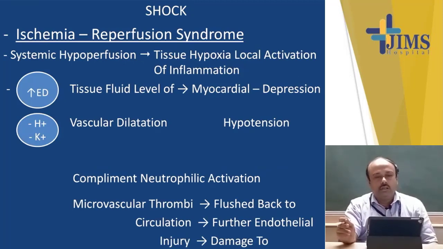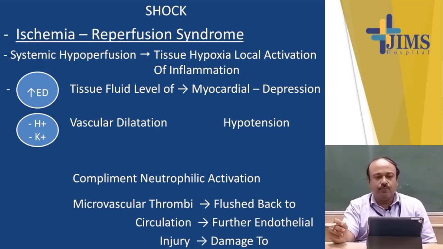Now, in cases of shock, there is also ischemia-reperfusion syndrome. When we treat the shock, there is reperfusion to the end organs, as a result of which certain toxins are released into the blood, which damage the end organs. So here it is explained how it happens.